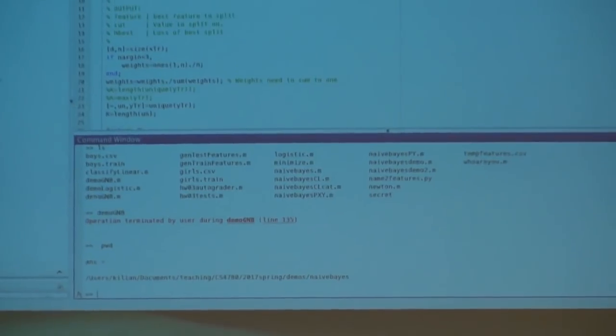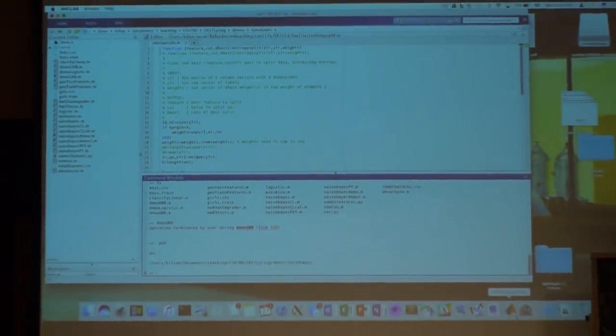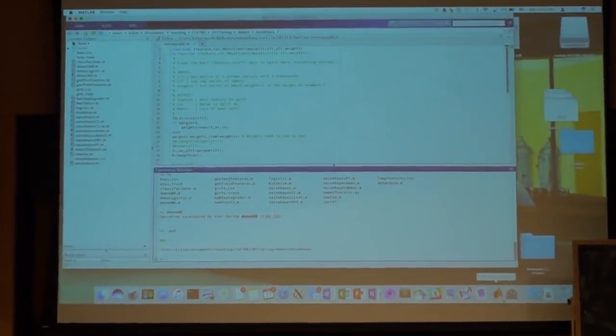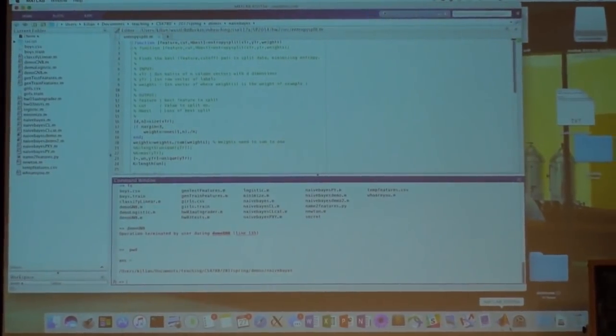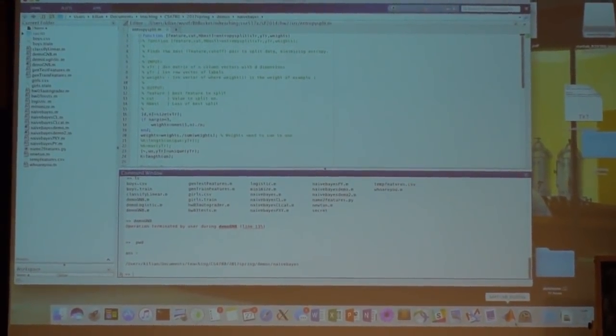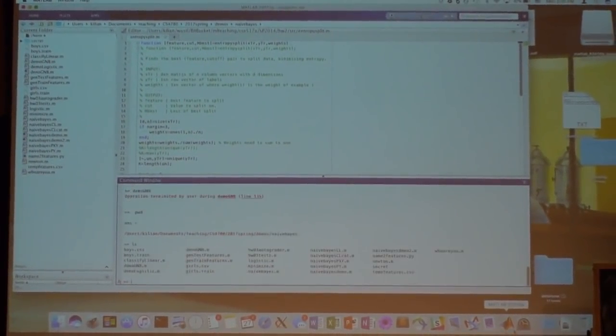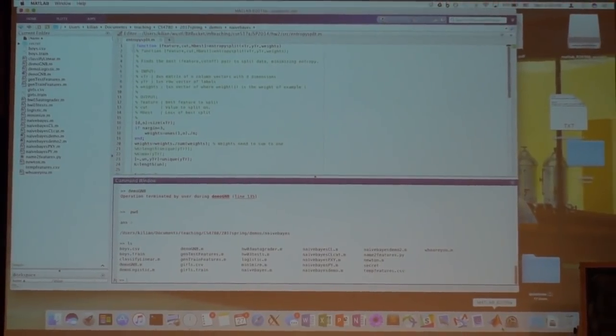Okay, so maybe I first show you what you have to do for the project. The project this time will be the following. I give you a list of baby names. Can you read this?